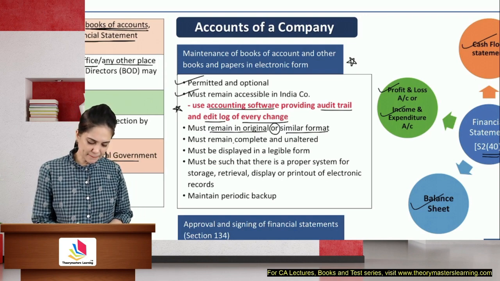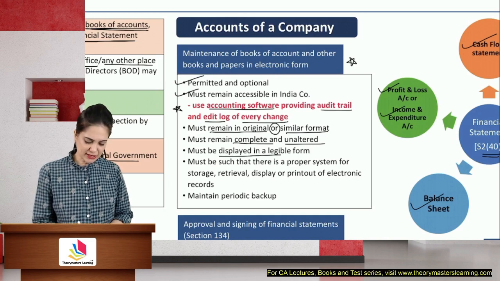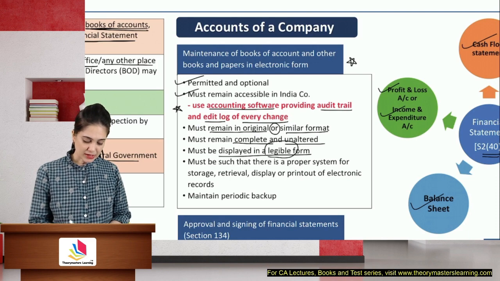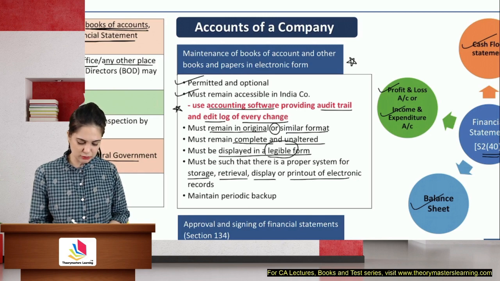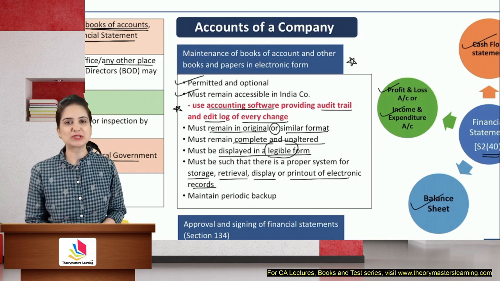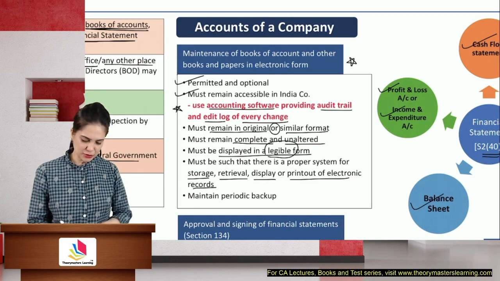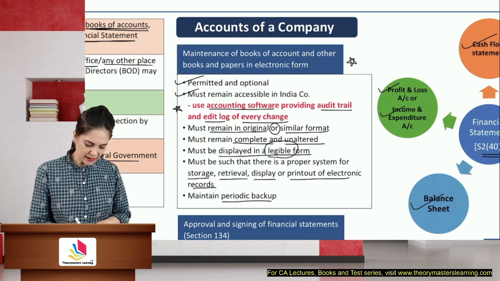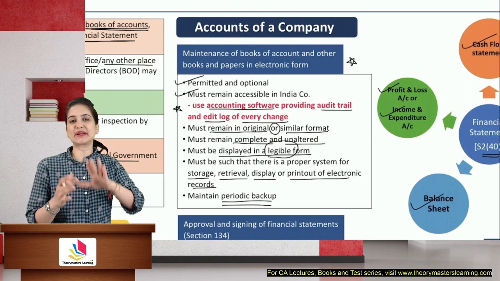It must remain complete and unaltered. It should be displayed in legible form. Legible means a form which is understandable. It must be such that there is a proper system for storage, retrieval, display, and printout of electronic records. So you must be able to maintain and retrieve the records, and you should also be able to take a printout of the record. Maintain periodic backup. Generally, backup is not maintained at the place where the data is kept. It is to be maintained at some other place.